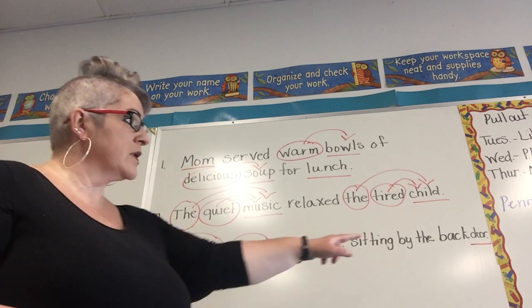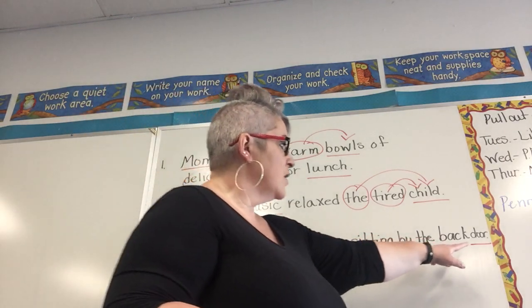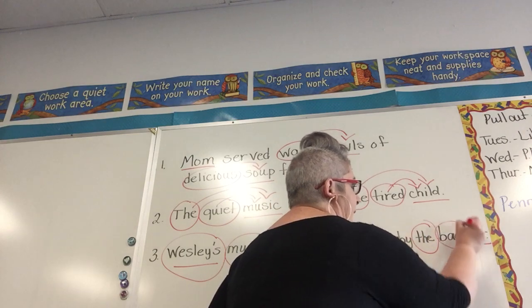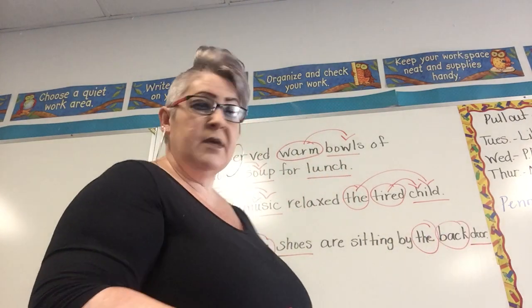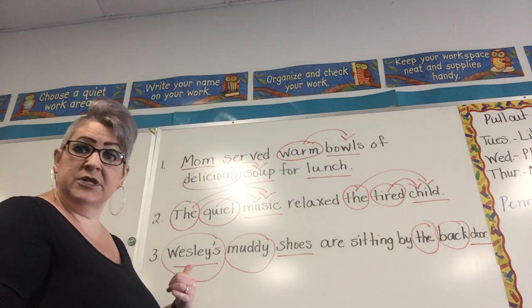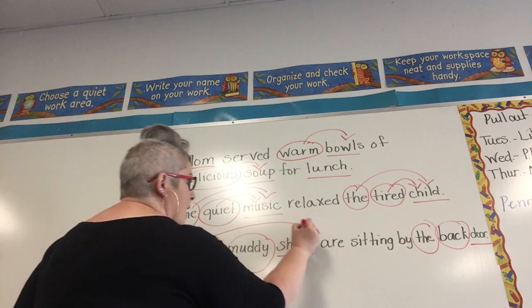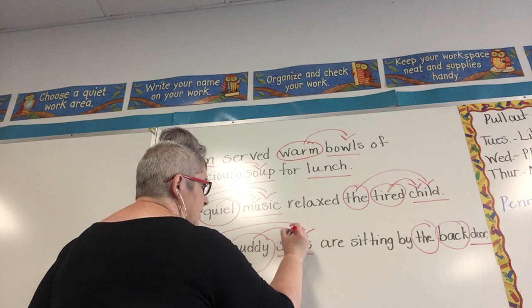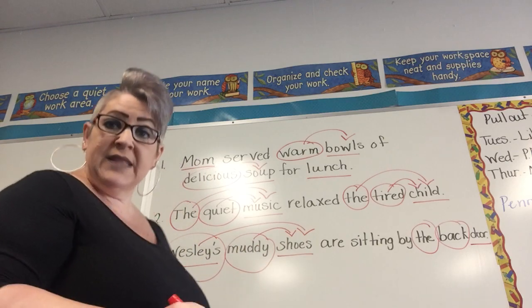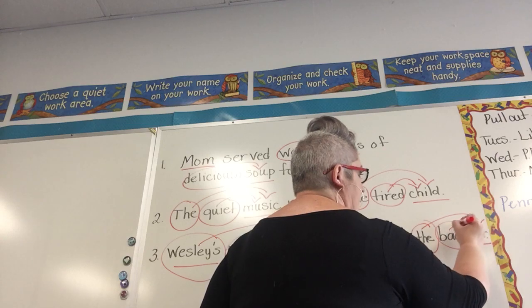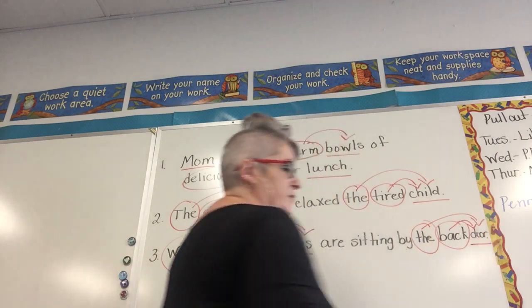Now I'm going to come all the way down here to door. What kind of door is it? The back door. Now, I'm going to come back and I'm going to draw arrows to our nouns. I'm going to draw an arrow from Wesley to shoes and from muddy to shoes. And then I'm going to draw an arrow from the to door and back to door.